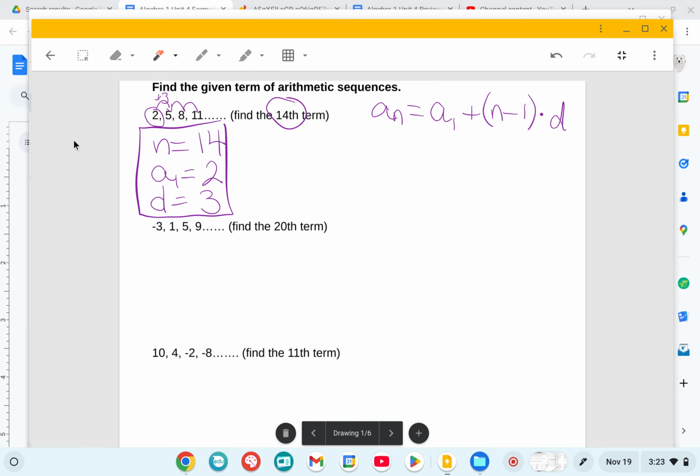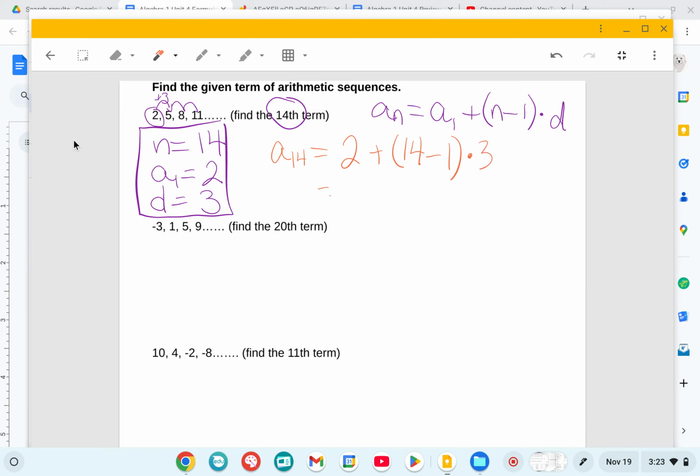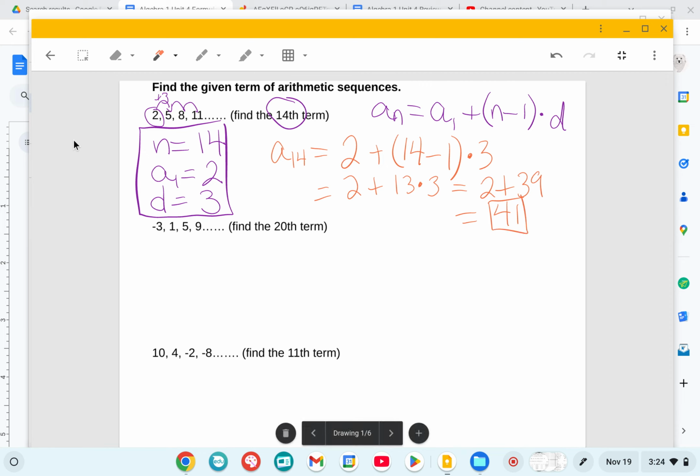The formula, once everything's plugged in, should look like this. A14, the 14th term of the sequence, is equal to A1, which is 2, plus N, which is 14, minus 1, times D, which is 3. You can type that all in, or you can just work it out by hand. We're going to get 2 plus 13 times 3. If I keep working that out, I'm going to get 2 plus 39. And so the final answer would be that 41 is the 14th term of that sequence.